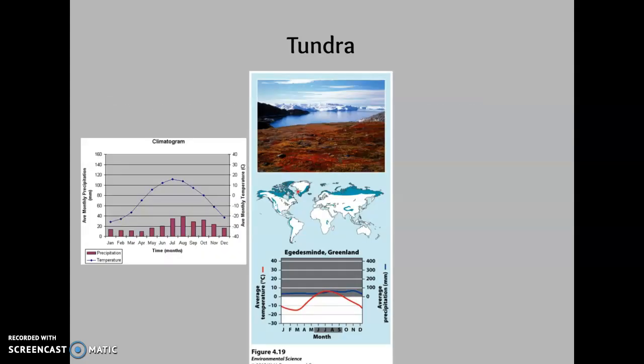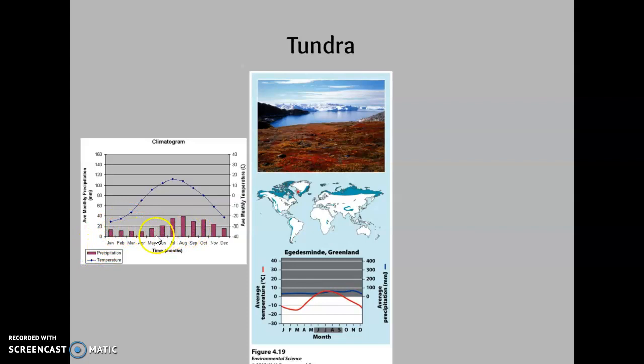Now, for each of these biomes, I'm going to include 2 climatograms. What a climatogram does is give you a ton of information in a picture, in a graph. I'm going to show you how to depict these, because by the end of this chapter, the expectation is for you to analyze the climatogram and identify what possible biome it's representing. In this one here, it is a tundra. So let's take a look.